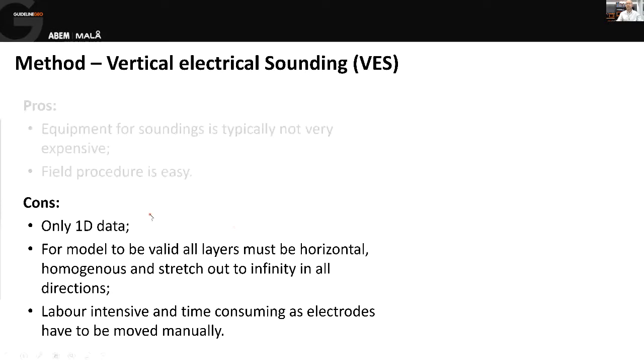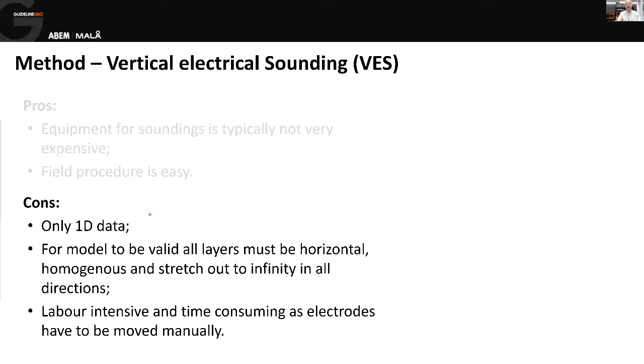The downside is it is only one-dimensional data. It's a single 1D sounding, so we have to make big assumptions about what happens beyond our measurement area. For a VES sounding to be accurate, we need to have layers that are homogeneous, i.e. the resistivity doesn't change within those layers, that they are horizontal, so one layer on top of another, not dipping in any direction, and that those same layers extend in all directions to the horizon.